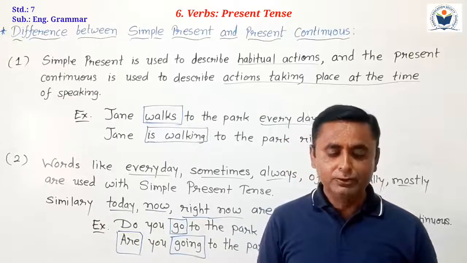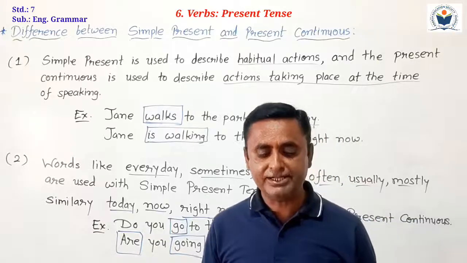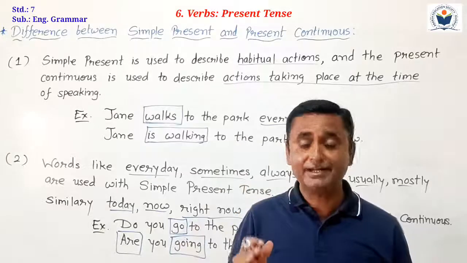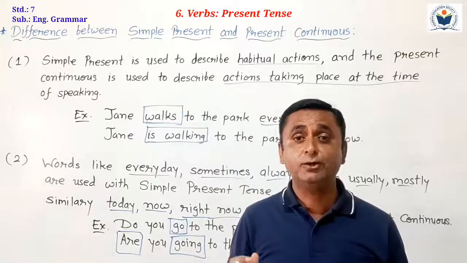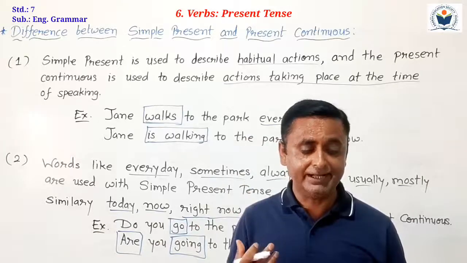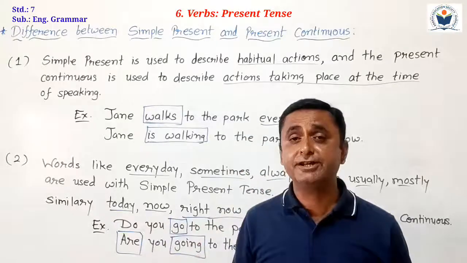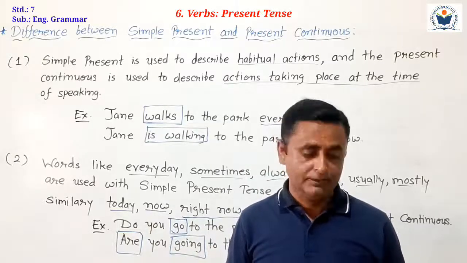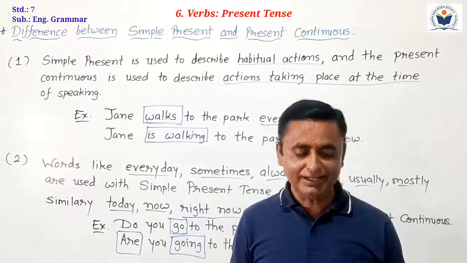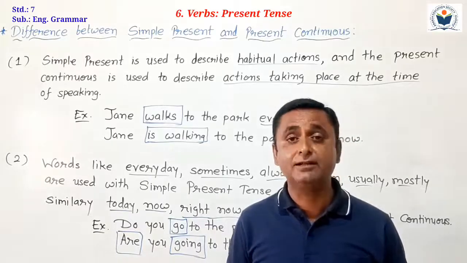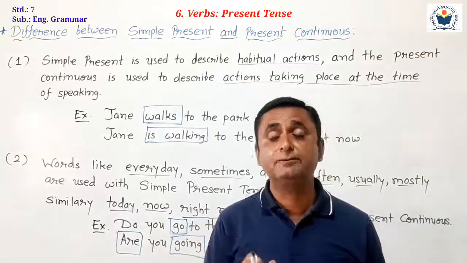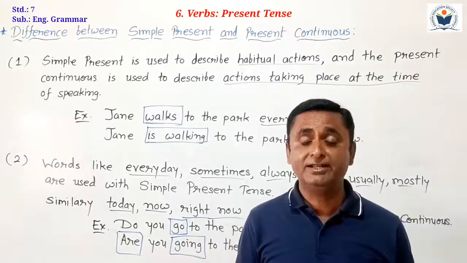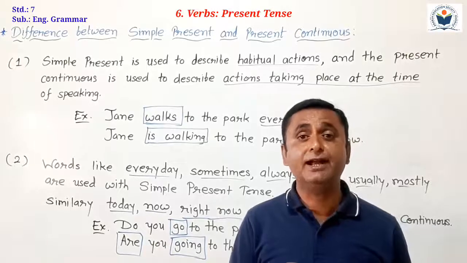The next one is: do not use the present continuous tense with words which describe mental state. Words describing mental state, such as agree, remember, think, trust, understand, we cannot use in present continuous tense. And the last one is: do not use present continuous tense with words which denote possession, like have, own, possess. We cannot use present continuous tense for those words.